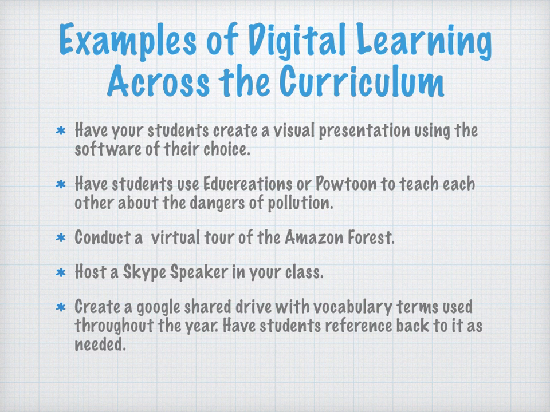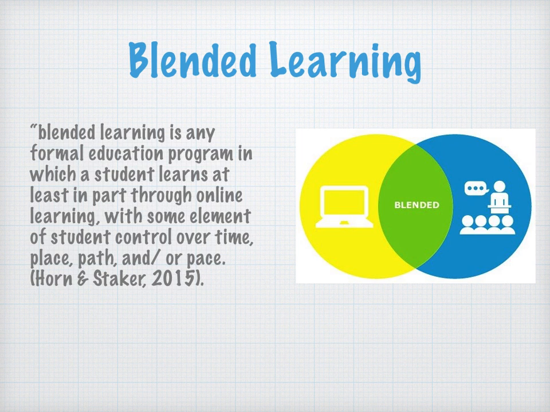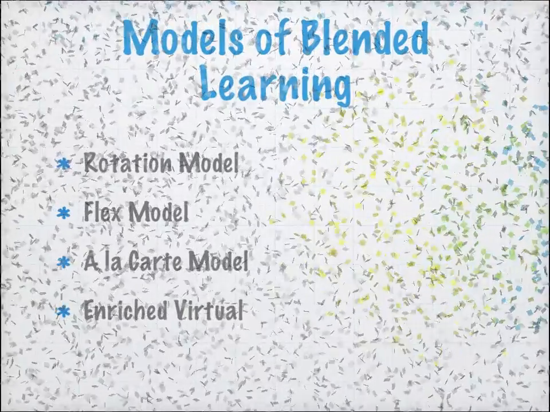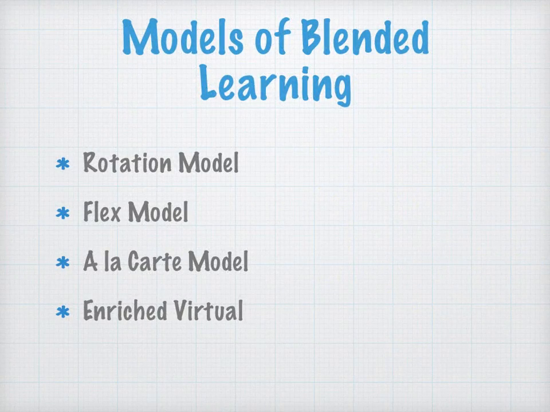Okay, now we'll be moving on to learn a little bit more about blended learning. So blended learning is any formal educational program in which a student learns, at least in part, through online learning with some element of student control over time, place, path, and or pace. There are four main models of blended learning. One is the rotation model, which we'll focus on in a little bit, the flex model, the a la carte model, and the enriched virtual model.